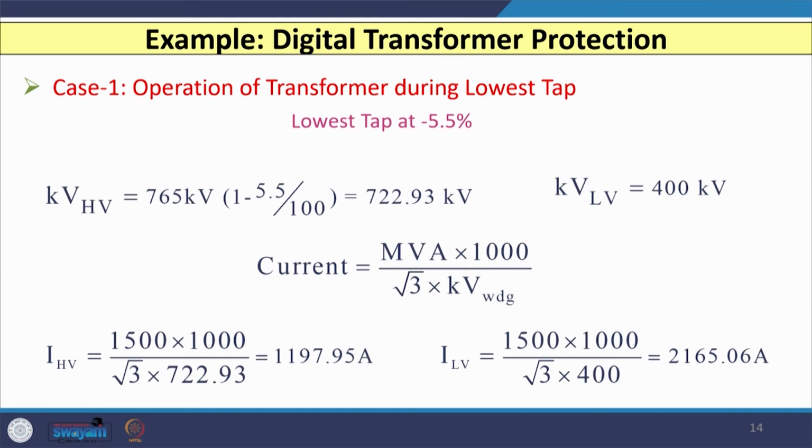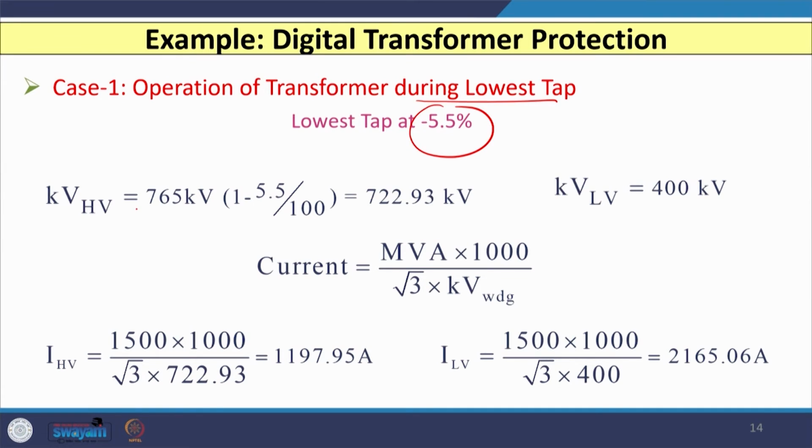Now, let us consider the first case, operation of the transformer during lowest step. The lowest step, as I told you, is minus 5.5%. Because the tappings are provided on the HV side, the voltage on the HV side will change.